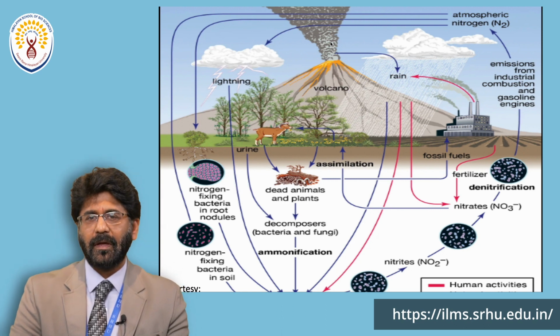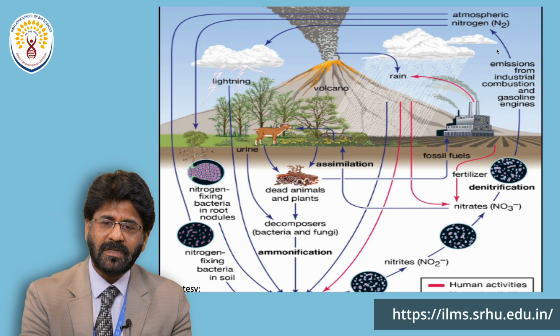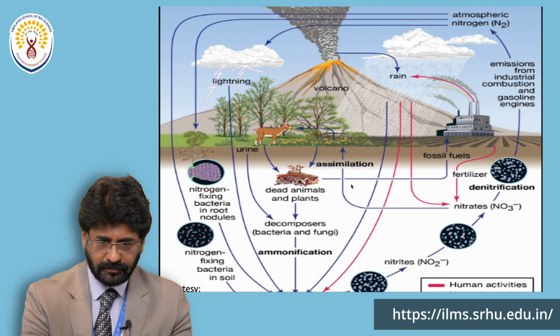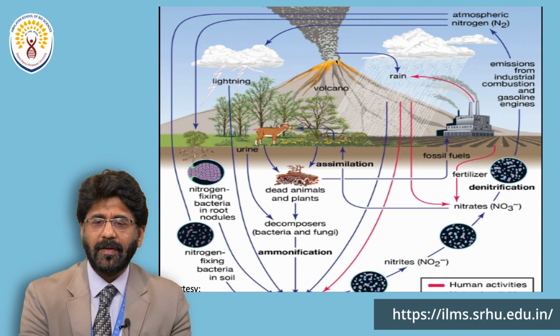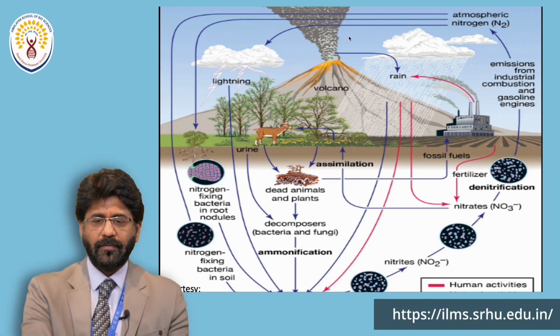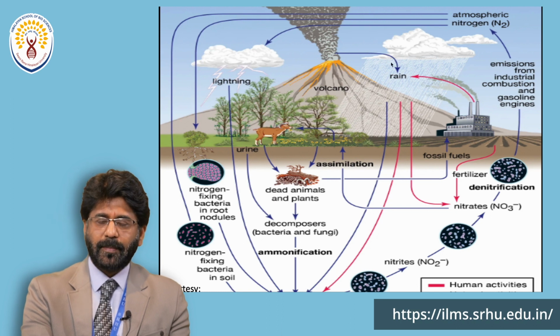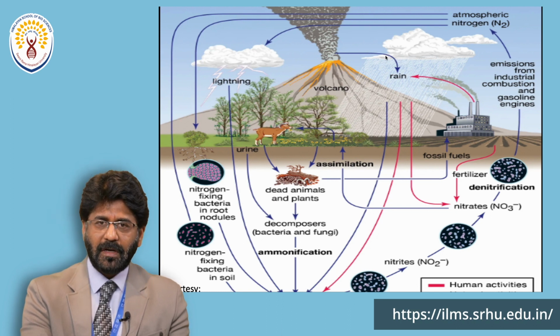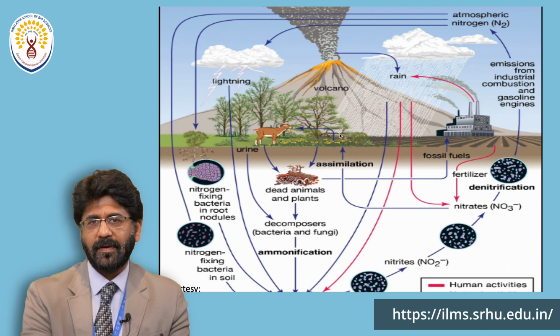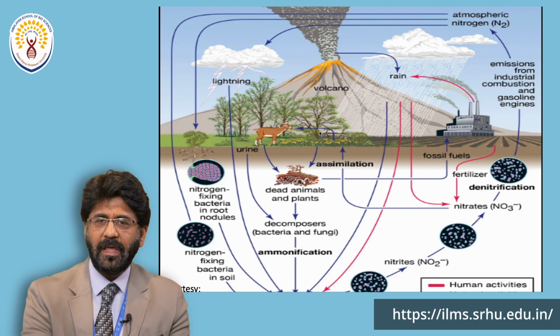Whenever thunder lightning strikes, it converts the inert nitrogen into ammonia and transfers it from the atmosphere to the lithosphere. Apart from that, volcanic activities are also adding a huge amount of nitrogen into the ecosystem, especially in the atmospheric reservoir. Further, rain or precipitation brings down the atmospheric nitrogen to the earth or adds it into the lithosphere or the soil, which makes it available for the plants and they readily assimilate it.